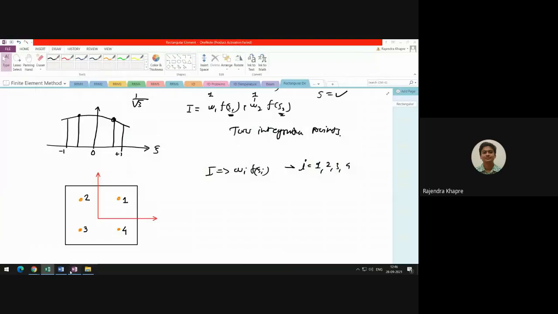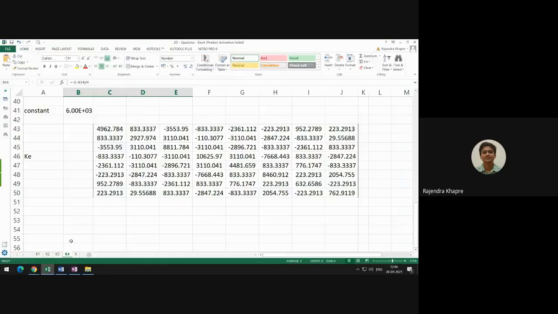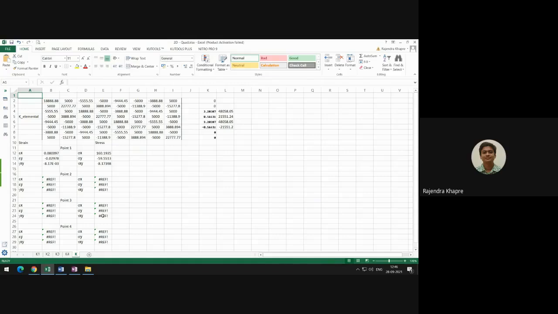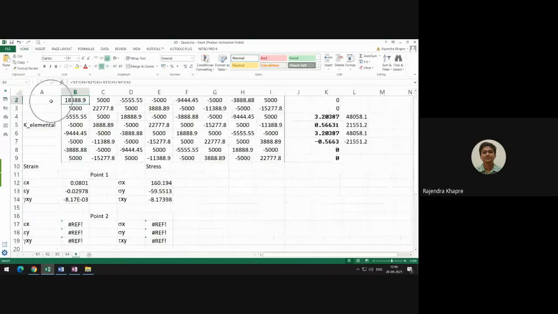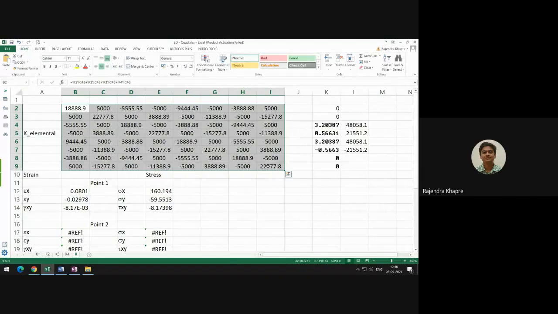Okay, because here you see the expression of I. So let me write it down over here. I was something like W1 f of xi1 plus W2 f of xi2, and so on. It was a summation. Here I have already written it over here. So all we have to do is just add K1, K2, K3, K4, and as a result you will get this big matrix. Okay, so this is nothing but the stiffness matrix for one element. Again I am saying, this is the stiffness matrix for one element.